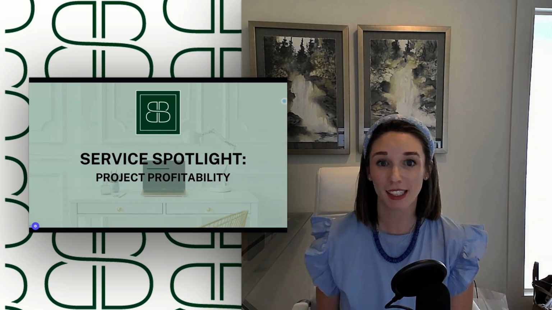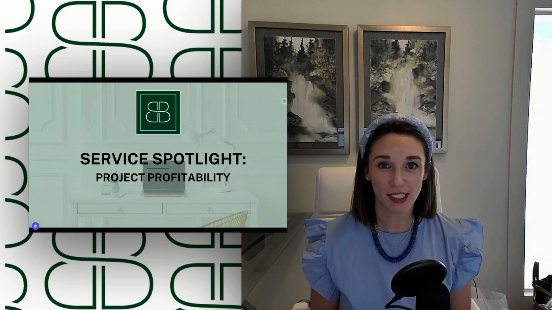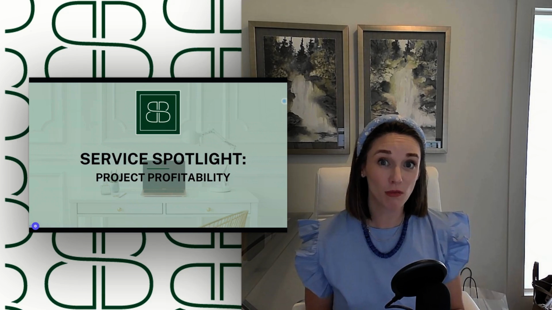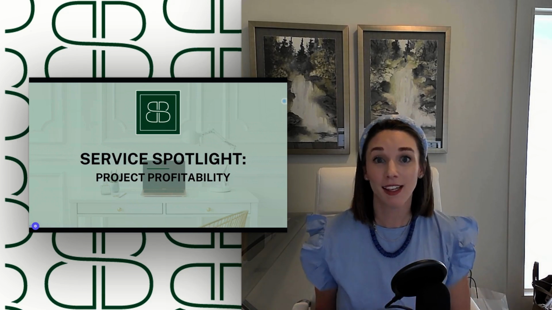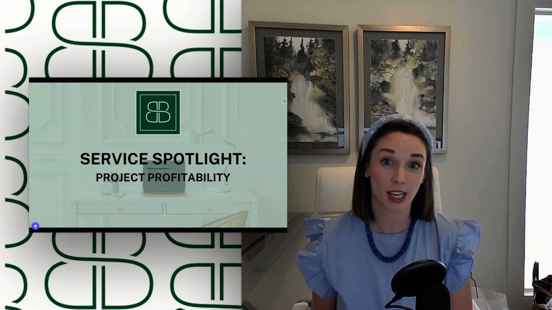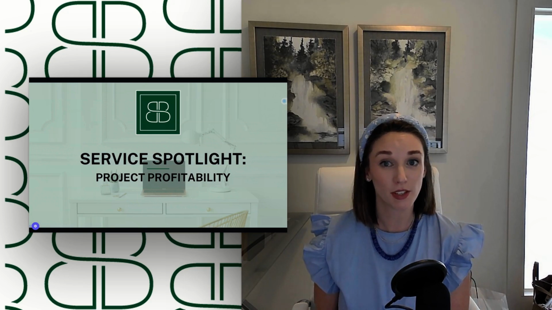This month, we're going to be highlighting project profitability. Is every single one of your projects making money? And if so, what's the margin? What's a good target margin? How do you even track that? And how do we, as your bookkeeper and your accountant, help you understand these project-specific numbers?